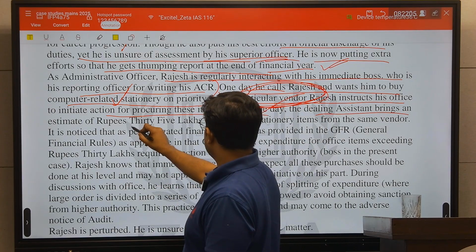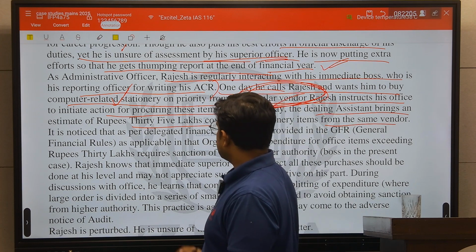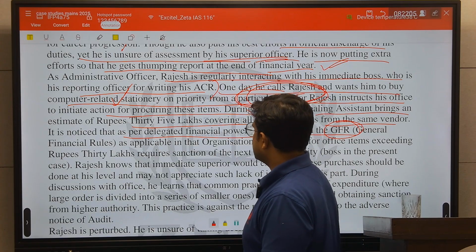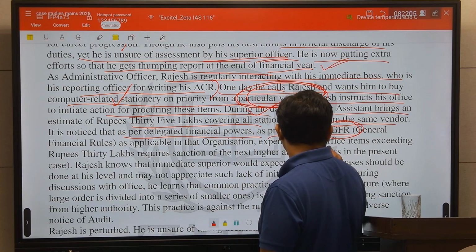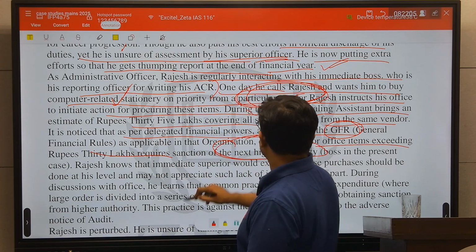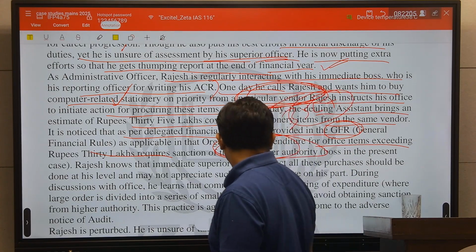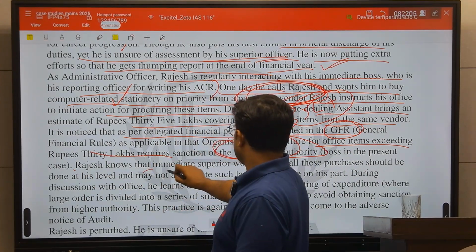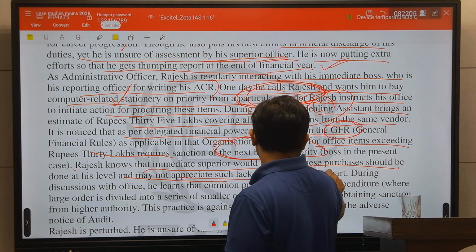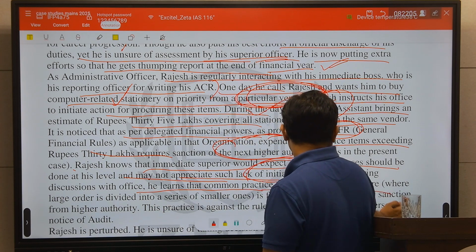The assistant brings an estimate of 35 lakh covering stationery items from the same vendor. It is noticed that as per delegated financial powers, under the General Financial Rules as applicable in the organization, expenditure on office items exceeding 35 lakh rupees requires sanction from the next higher authority. So 35 lakh plus needs sanction from the next higher authority, that is his boss. The immediate superior would expect that the purchase should be done at his level and may not appreciate lack of initiative on his part. During the discussion, he learns of the common practice of splitting expenditure.